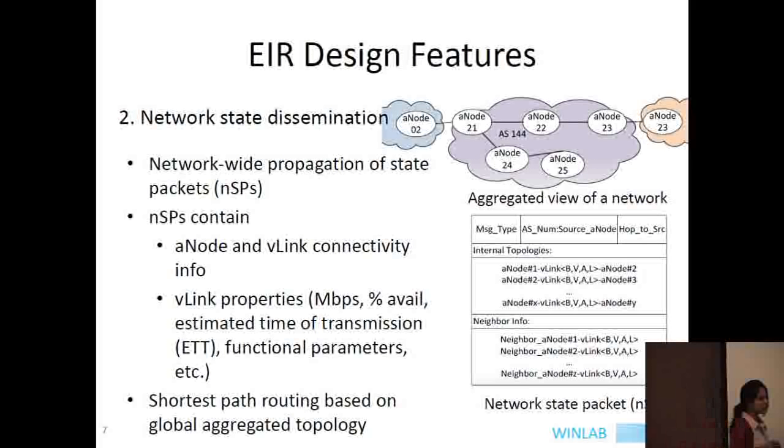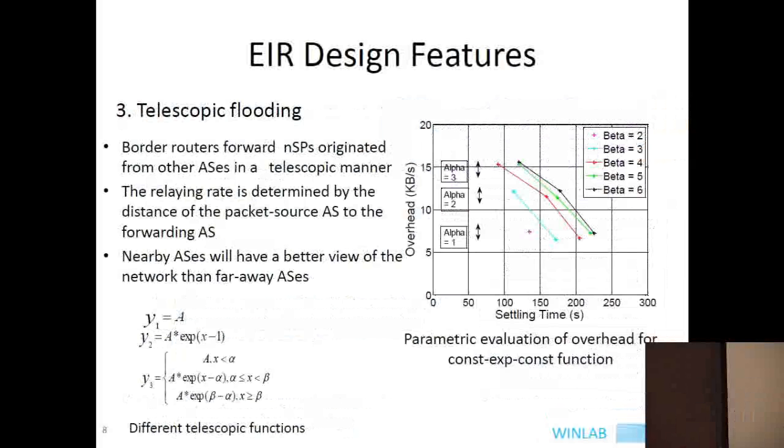The key question that arises is that now that you have link state advertisements flooding throughout the whole internet, what's the scalability? So that brings us to the telescopic flooding. What we try to do is we try to dampen the amount of network state packets that flood through the internet. And the way we do it is through a telescopic function. What it says is when an AS receives a network state packet, it holds it for a specific amount of time before it forwards it to its neighbor. This sort of dampens the flood that goes through the network. And we have different functions which determine how much time you should hold before you forward the packet.